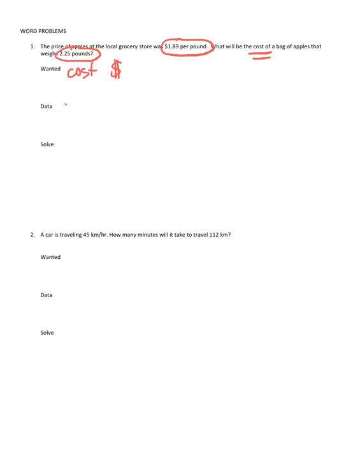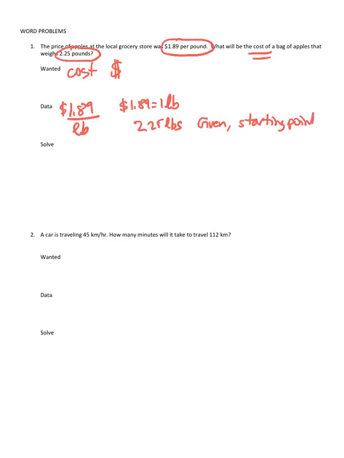So that $1.89 per pound, that per means divided by. We can also write this as an equivalency, that $1.89 is equal to 1 pound. And then we've got the 2.25 pounds. There's nothing that's equivalent to in the problem, so that's going to be our given, or our starting point in doing this calculation. So 2.25 pounds.